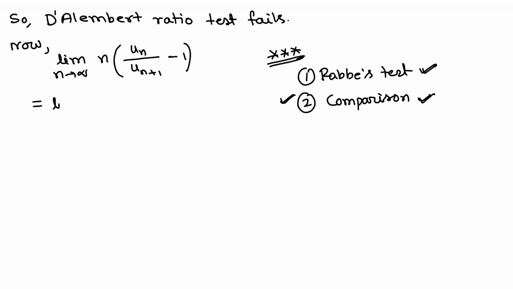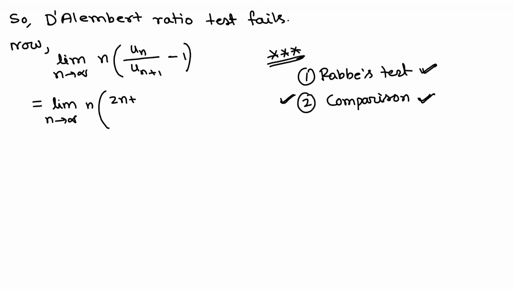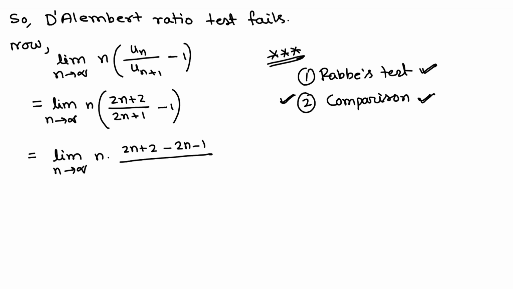So limit n tends to infinity n into, what is un by un plus 1? This is our un plus 1 by un, so the reverse of this, 2n plus 2 divided by 2n plus 1, minus 1. This is equal to limit n tends to infinity n into 2n plus 2 minus 2n minus 1 divided by 2n plus 1. 2n cancels, so you are getting 2 minus 1, 1.